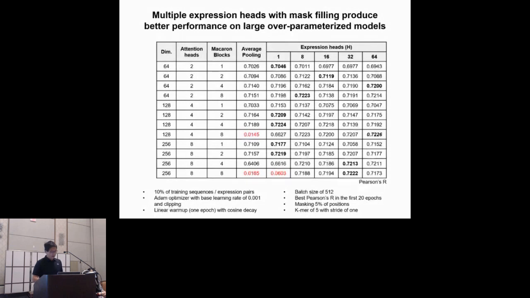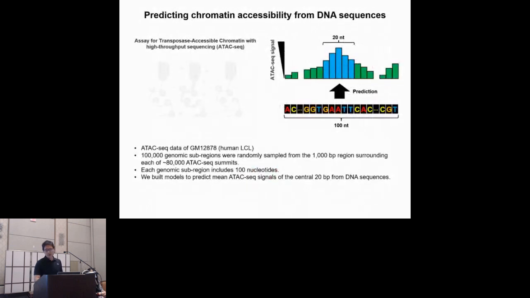To test whether our design can generalize to different scenarios, we designed another task. We built models to predict ATAC-seq signal from DNA sequences. ATAC-seq is a technique to measure chromatin accessibility across the whole genome. We sampled 100,000 genomic regions surrounding ATAC-seq summits, and we trained different models on 80% of the data and tested on the remaining 20%.